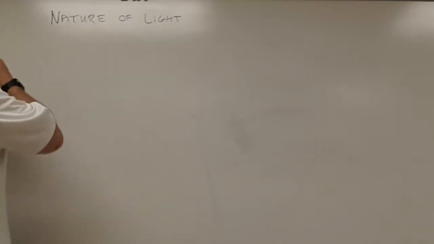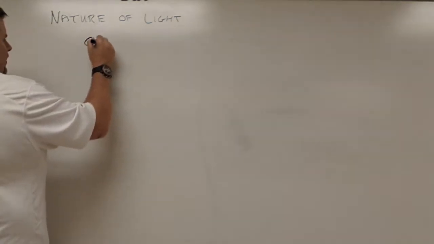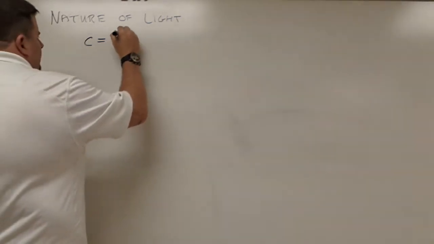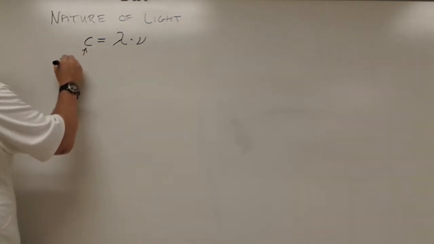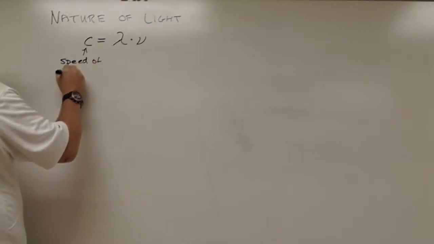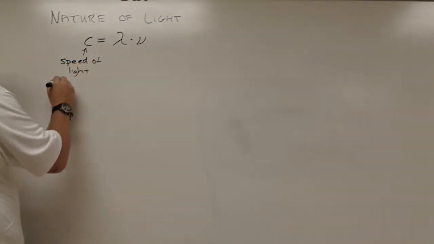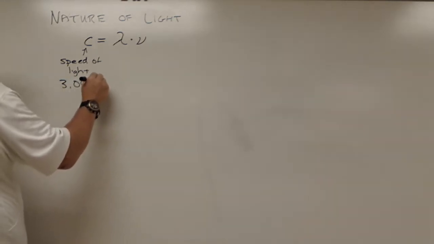All right? So the first thing that we need to know about light is that the speed of light has been calculated and it's derived from two variables: lambda times nu. Okay? The speed of light, which is c, turns out to be about 3.00 times 10 to the 8th meters per second. Okay, notice it's a velocity. It's a really high velocity.